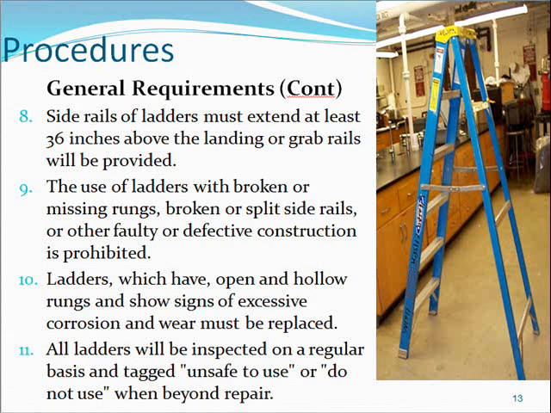Procedures, general requirements. Side rails of ladders must be extended at least 36 inches above the landing or grab rails will be provided. The use of ladders with broken or missing rungs, broken or split side rails, or other faulty or defective construction is prohibited. Ladders which have open or hollow rungs or show signs of excessive corrosion and wear must be replaced. All ladders will be inspected on a regular basis and tagged unsafe or do not use when beyond repair.